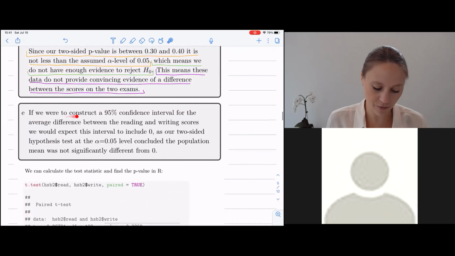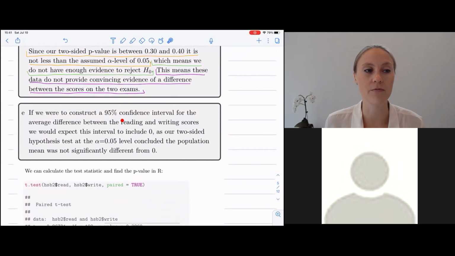If we were to construct a 95% confidence interval, and I've actually included it here from the R code down below so we can check it, for the average difference between the reading and the writing scores, we would expect this interval to include 0, as our two-sided hypothesis test at the 0.05 level concluded the population mean was not significantly different from 0.